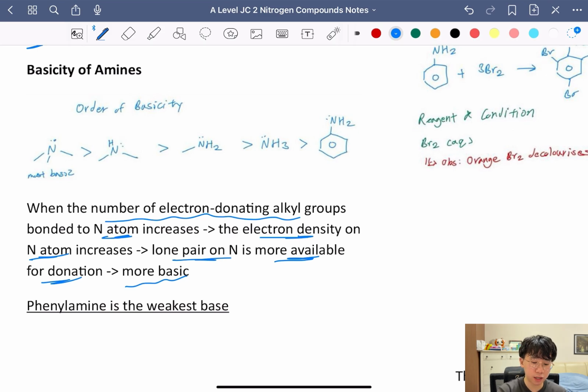So for example, over here, if you look at the order of basicity, you realize that here you have 3 R groups all the way to the left, and therefore it's the most basic. And then you keep going on and on, you have 2 R groups, and then you have 1 R group. So you have lesser and lesser electron donating groups, and you start to have 0 R groups, and therefore the 0 R groups is one of the least basic nitrogen compounds. And then of course, you realize that here phenylamine is actually the weakest base.